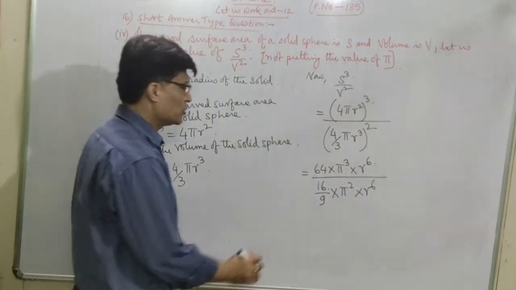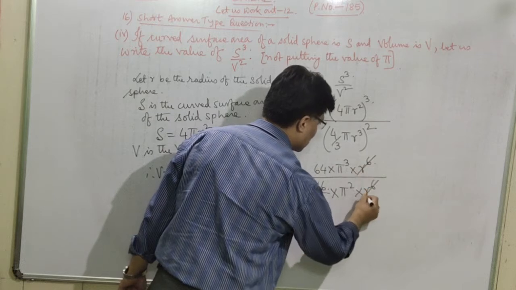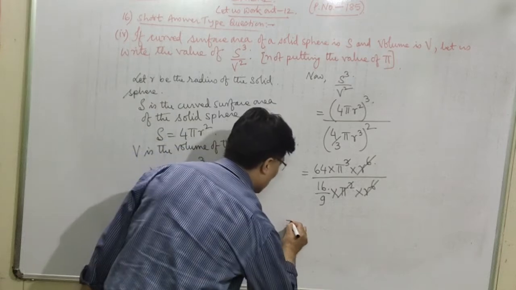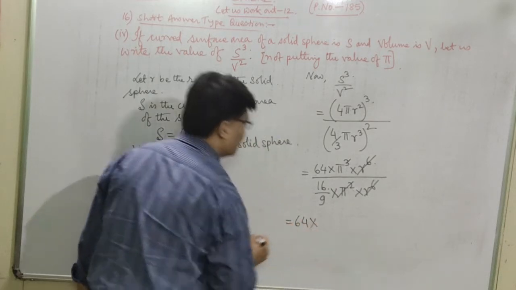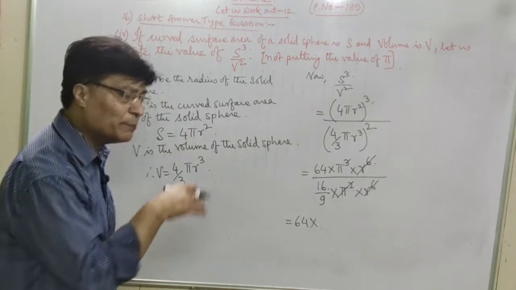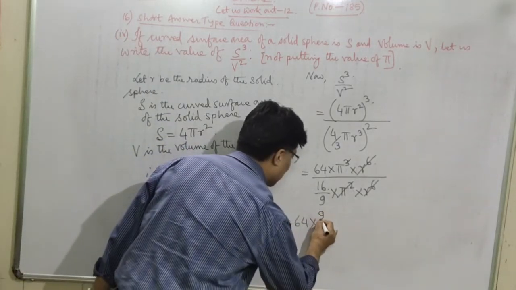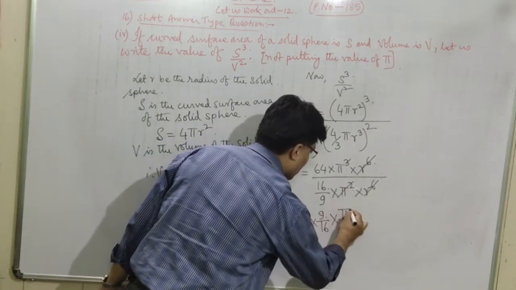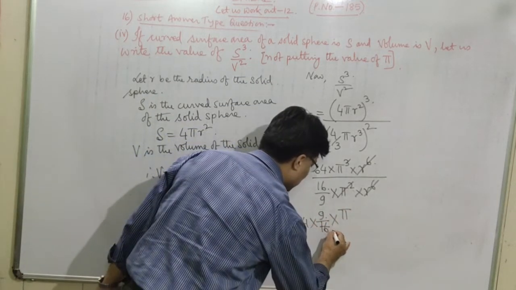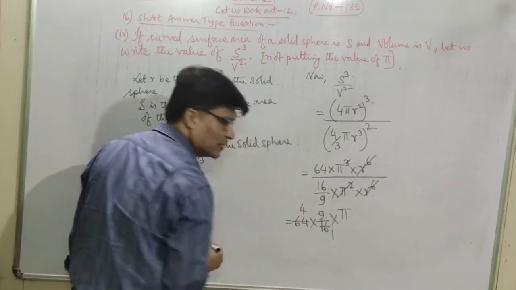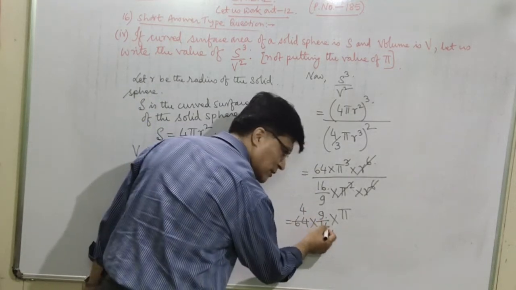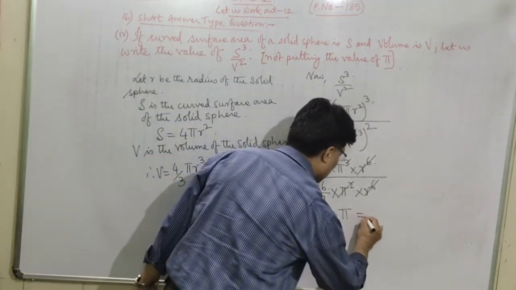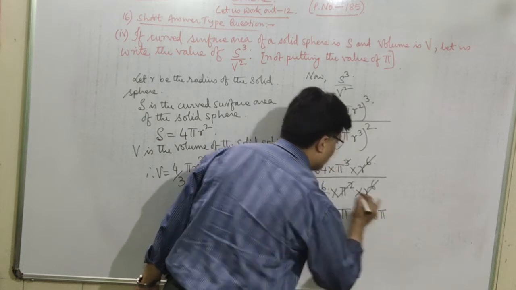Is that clear? So here you can cancel it. R to the power 6 gets cancelled. Your pi square and pi cube will be cancelled, which is equal to 64 into, when this 16 by 9 goes up in the numerator, it becomes 9 by 16, into pi. Is that clear? So now 16 ones are 16, 16 fours are 64, right? So which is equal to 9 fours are 36 pi.